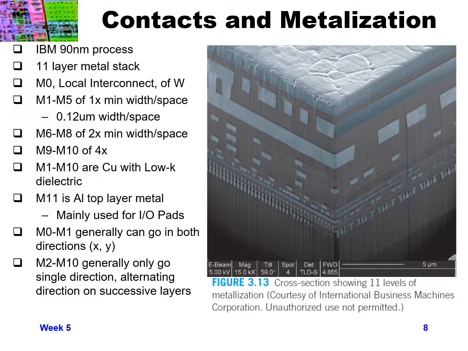Once you get above metal 5, metal 6 starts getting a little wider, so 6, 7, and 8 will have 2x the minimum width and space as metal 1 through 5, and then metal 9 and 10 will have 4x that minimum width and space. So you get wider and wider metals, but fewer and fewer lines of metal, because obviously the wider and thicker a metal is, the fewer lines of metal you have in a given distance.